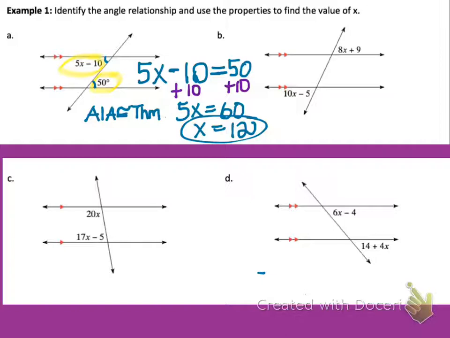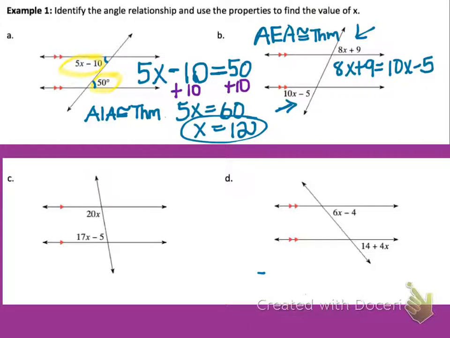Now this next example, we've got these two angles out here. These are the alternate exteriors, right? So applying the AEA, we could say that these two are congruent. We could say 8x plus 9 is equal to 10x minus 5. To find the value of x, we're just going to try to isolate the variable on one side. My first step, doesn't always have to be this first step, but this is how I do it, I'll move the variable first. So I'm going to subtract 8x from both sides, leaving me with just 9 on the left, and 2x minus 5 on the right.